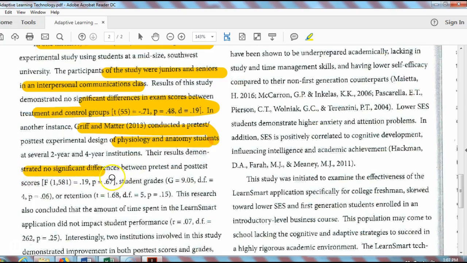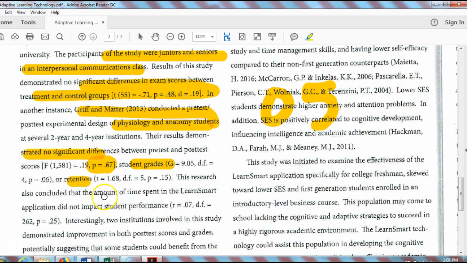Okay? And you can tell there's no difference when this p-value is above a 0.05. So if this is above a 0.05, it's showing that there's no significance in the study. This p-value is way above a 0.05. So there was no difference in pre-test, post-test, student grades, retention. This research also concluded that the amount of time spent in the LearnSmart application did not impact student performance. So these two studies that isolated LearnSmart said there was no impact on performance.